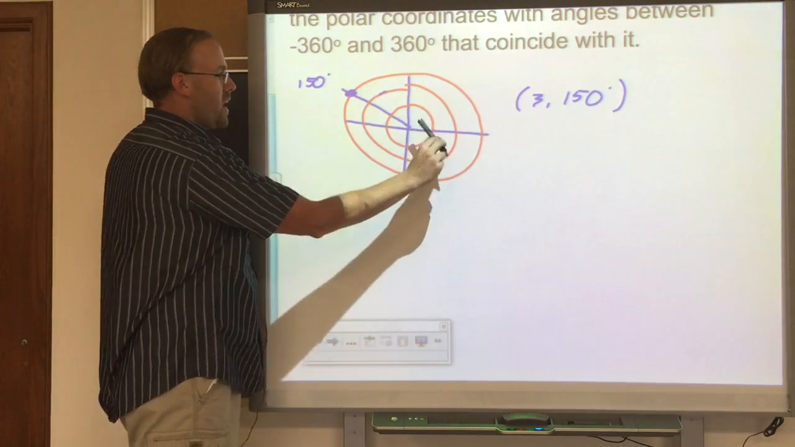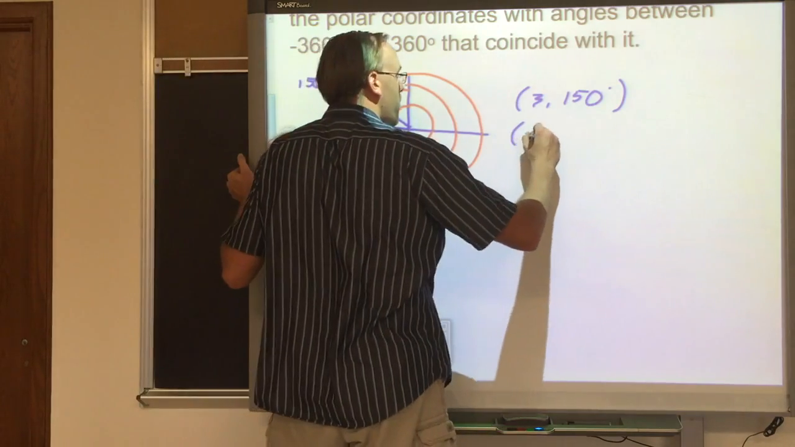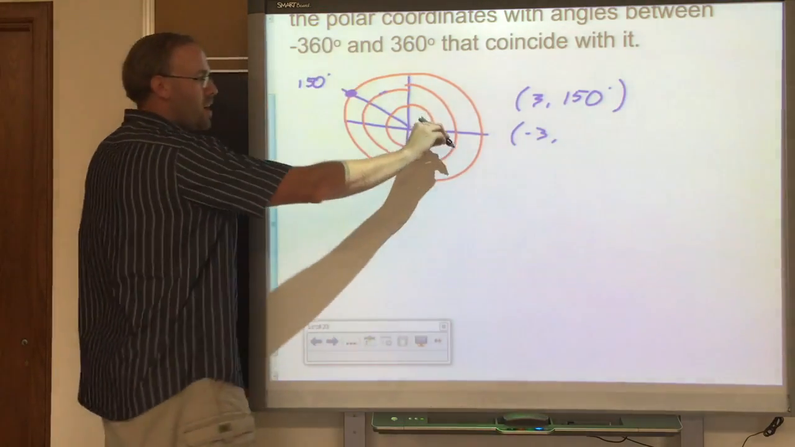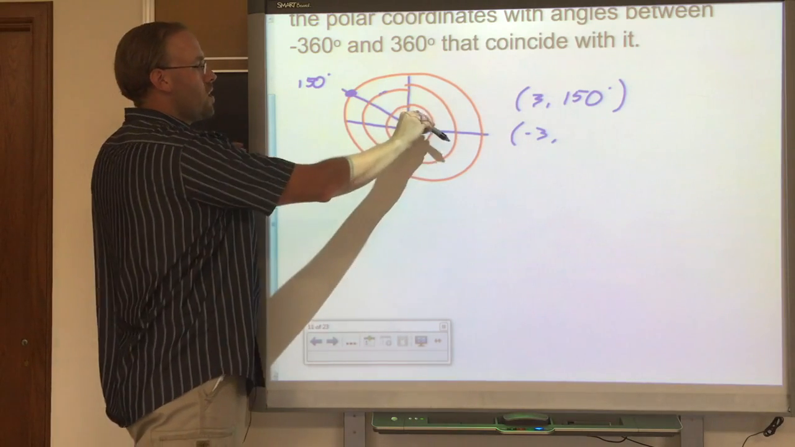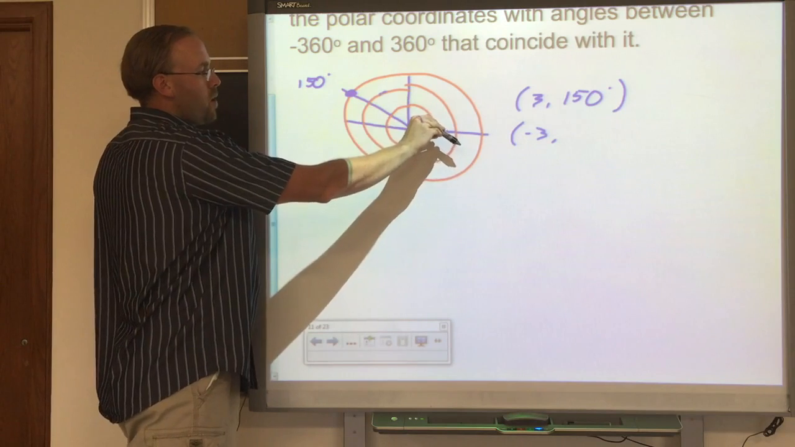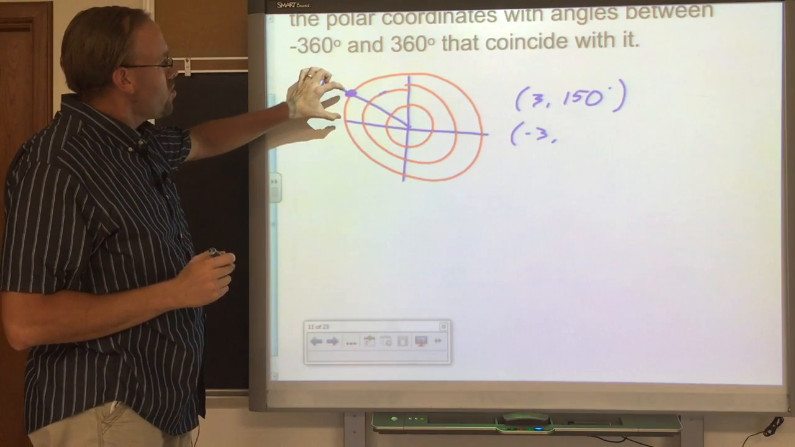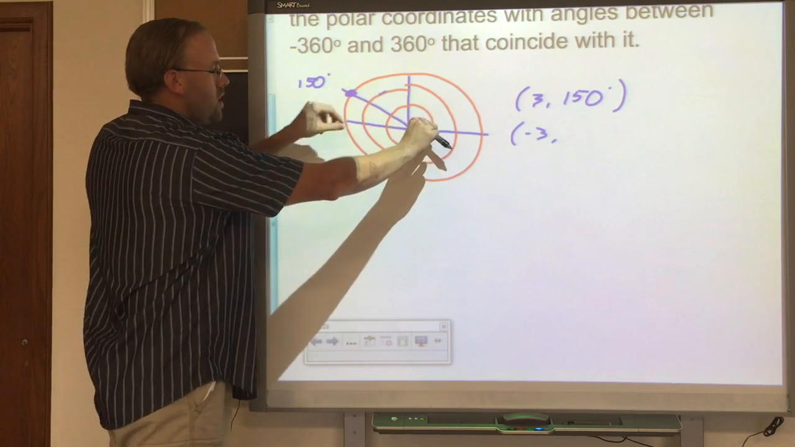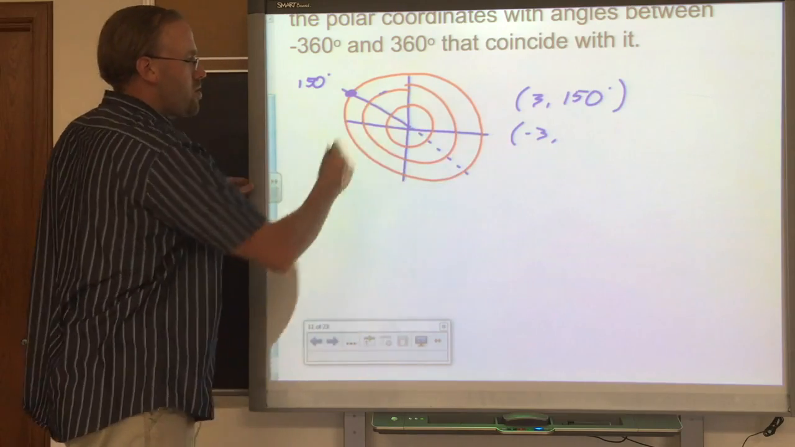So what if our angle was pointed this way? We could have an r value of negative 3 if our angle was down here. So the question is, what is this angle down here, where if we went backwards, we would hit this point? Well, let's see. This is 30 degrees away from 180, and so this would have to be 30 degrees from 360.